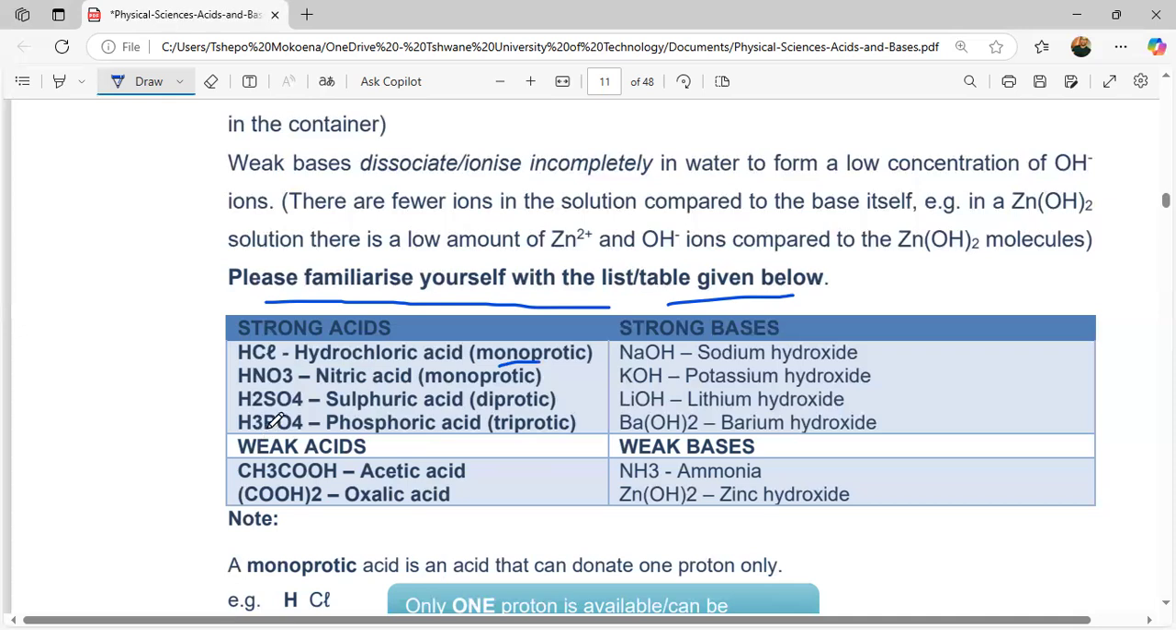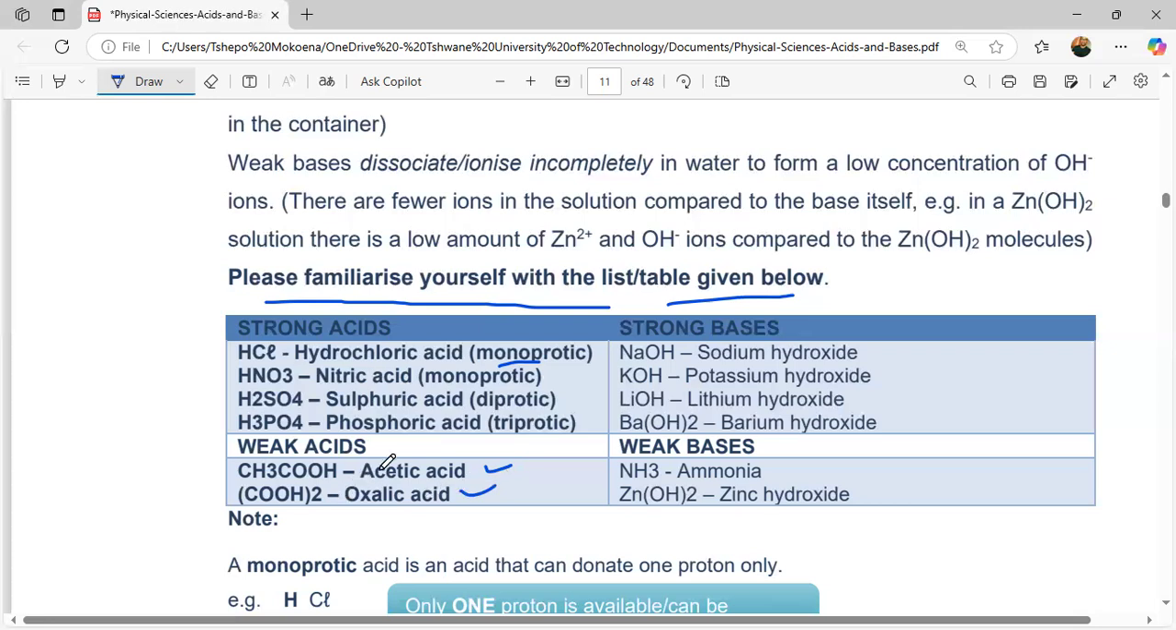Okay, so how do you see that this is a strong acid? If it starts with H, then it is a strong acid. Here we do have H, which is a weak acid. We do have H, but it doesn't start with H. So these are a type of acids, but we call them the weak acid. So here we have acetic acid, and then here we have oxalic acid.